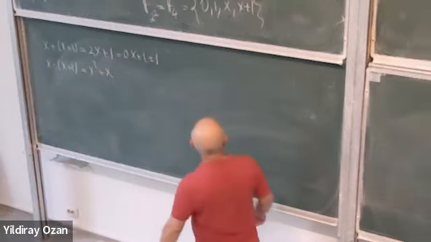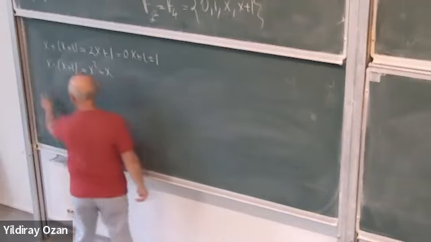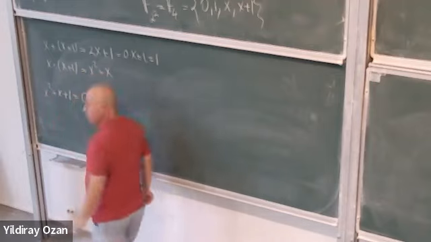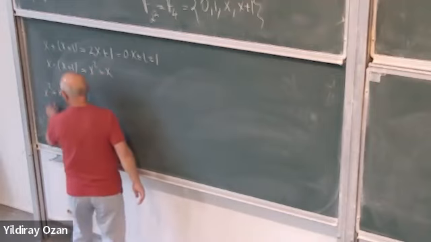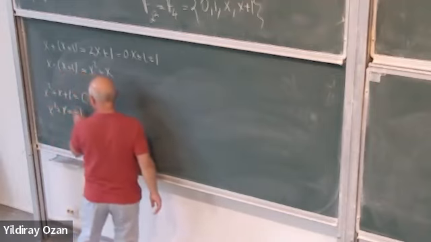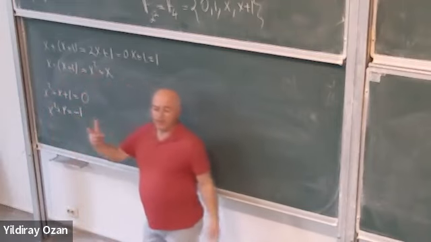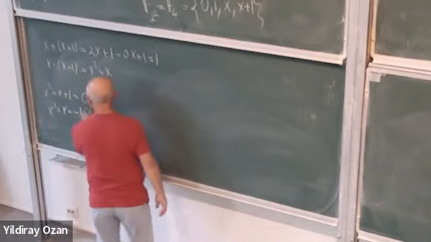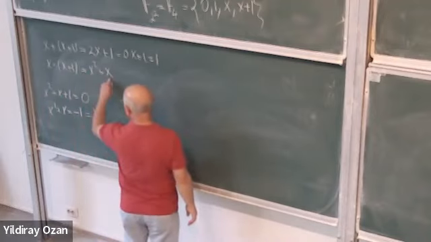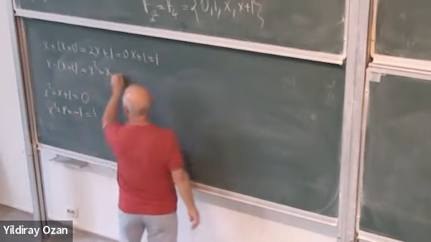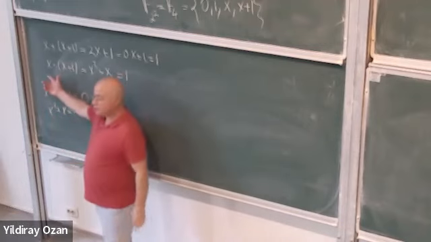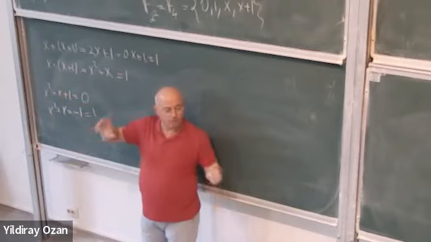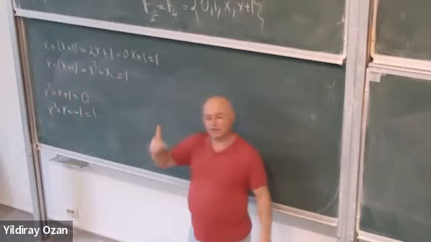X squared plus x is what? Well, I know that x squared plus x plus 1 is 0. So x squared plus x is minus 1. But in F2, 1 and minus 1 are the same. So this is just 1. Therefore, x squared plus x is equal to 1. So these two are multiplicative inverses of each other. Right? When I multiply them, I get 1.